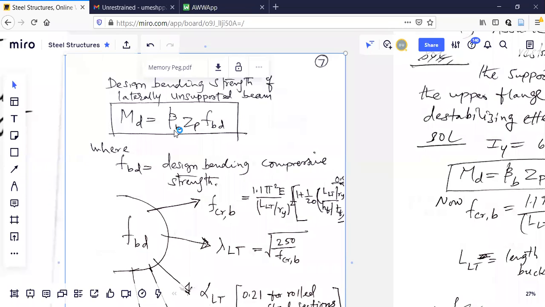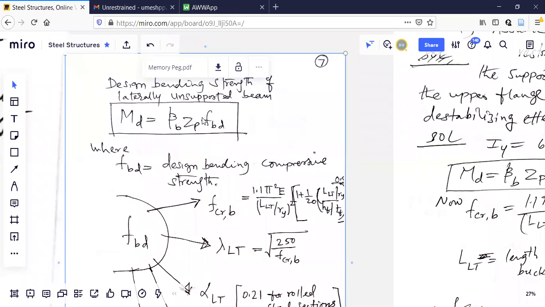Now you can see this one. As you know, beta b is related to whether the beam is plastic, compact, or semi-plastic, like that, semi-compact. So usually this is 1. In most of the cases, beta b will be 1. Otherwise, it is Zp by Ze. Otherwise, you should just divide Zp by Ze if it is not equal to 1. So once you find that the beam is plastic, you don't have to worry about this value. Zp is, as you know, plastic modulus.